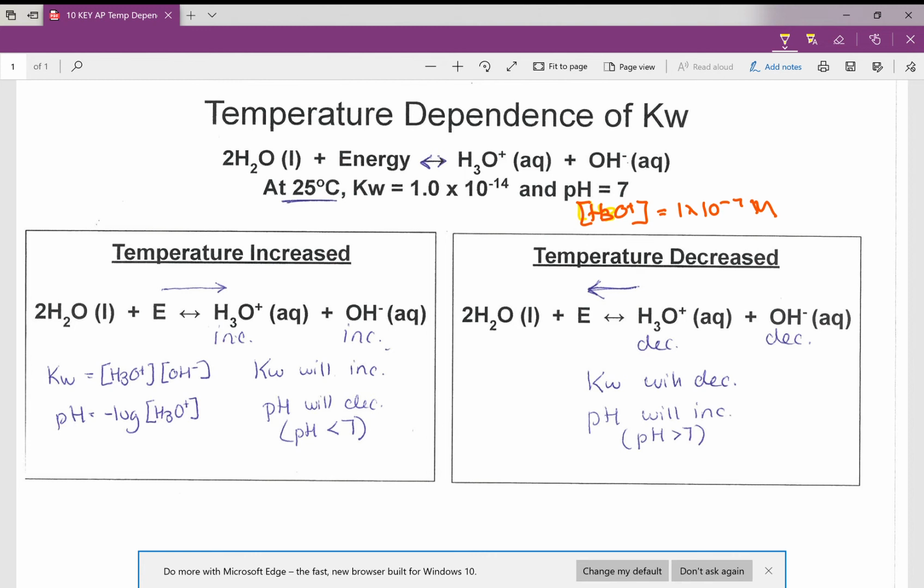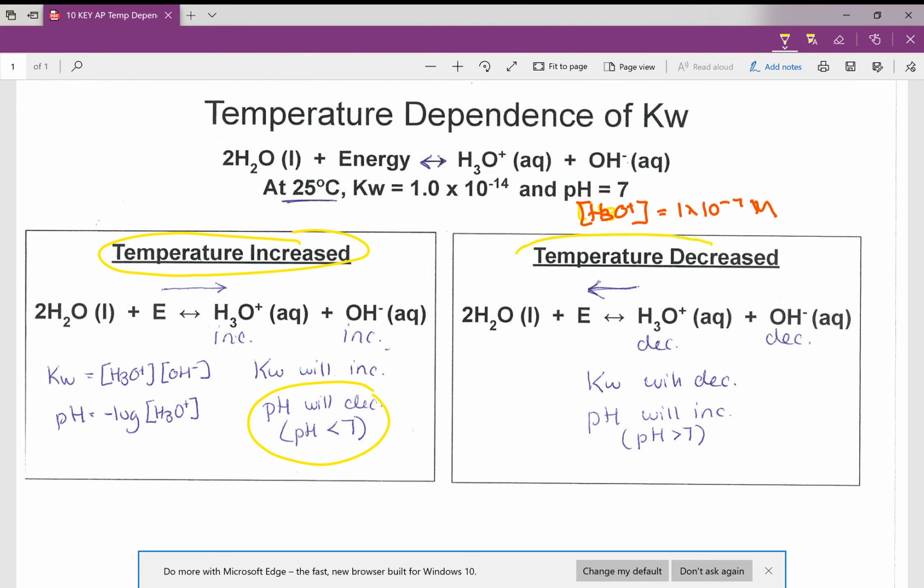So when temperatures increase and it shifts to the right to favor the endothermic reaction, there will be more hydronium and hydroxide. Technically, those amounts are equivalent to each other, but because there's more hydronium present, and looking at pH, our pH is actually going to go down. So again, temperature increase, our pH is actually going to decrease.